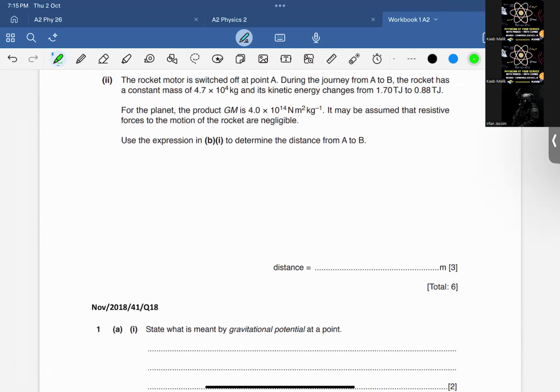The rocket motor is switched off at a point A. During the journey from A to B, the rocket has a constant mass of 4.7 into 10 to the power 4 kg, and its kinetic energy changes from 1.7 TJ to 0.88 TJ. What is TJ? It is basically terajoules, so into 10 to the power 12. For the planet, the product GM is 4 into 10 to the power 14. It may be assumed that the resistive forces to the motion of the rocket are negligible. Use the expression in B1 to determine the distance from A to B.